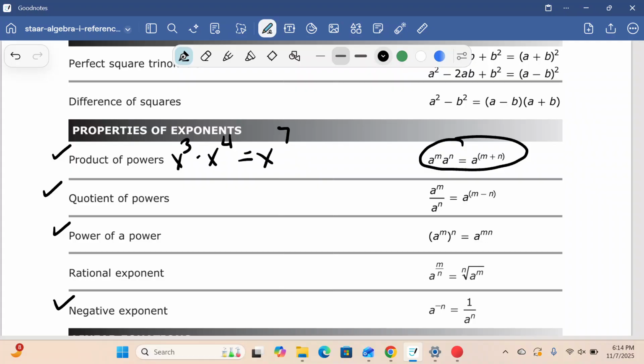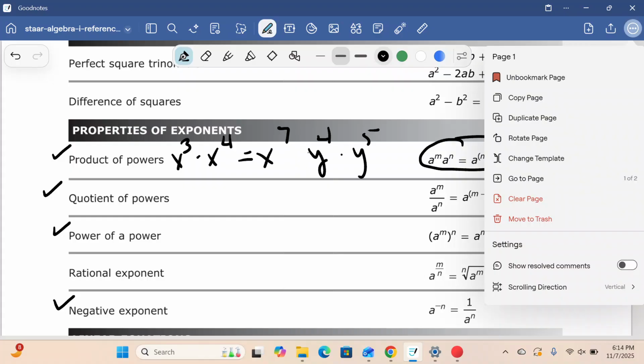Another example would be if you have y to the fourth times y to the fifth, you are going to keep the same base, which is your y, and then you are going to add the powers. So you add 5 plus 4, which gives you 9. So all you do is add the exponents and keep the same base.